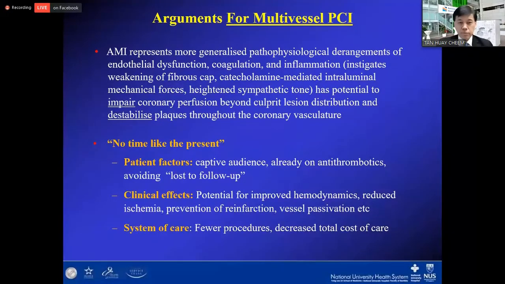From a patient perspective, this is a captive audience, already on antithrombotic therapy, so why don't you go ahead and do the multivessel PCI? This will avoid loss to follow-up. From the clinical effect perspective, there's a potential for improved hemodynamics when you relieve the ischemia of the other artery stenosis.